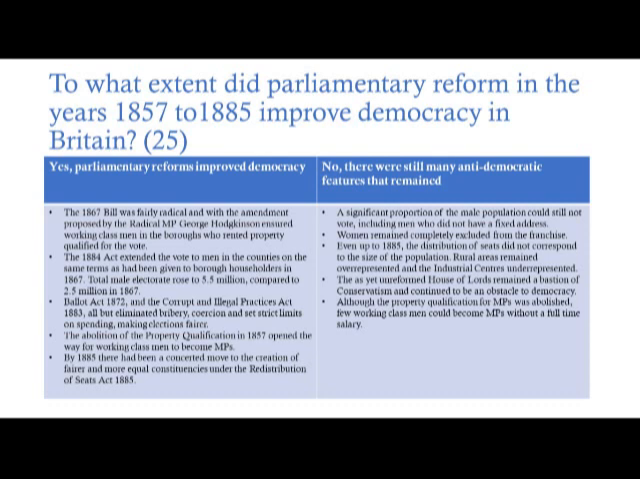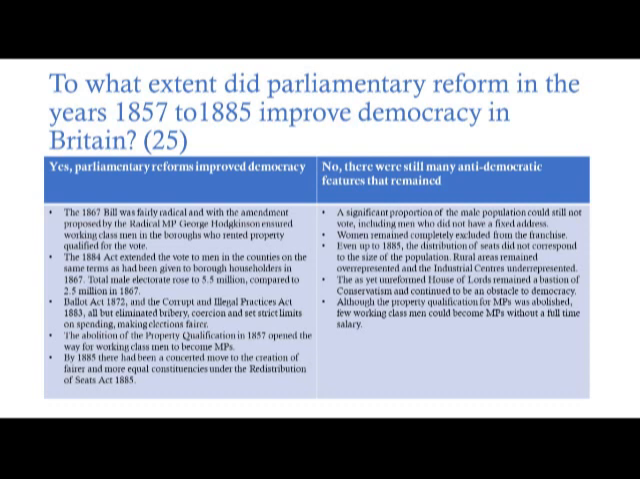So that it was far more radical than it was originally intended to be. Now, similarly, in 1884, the Third Reform Act extended the vote to men in the counties on the same terms as had been given to the borough householders in 1867. So tellingly, what that meant, of course, was that the total male electorate had risen in 1884 to 5.5 million compared to 2.5 million in 1867. So there was a significant expansion of the amount of people who were allowed to vote.